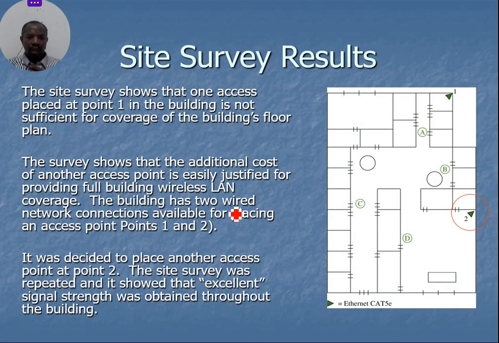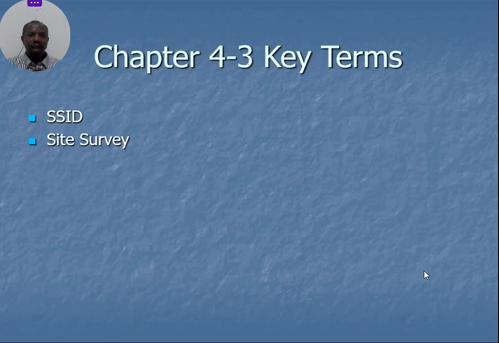Okay, so like I've already explained, we need a second access point to provide the necessary connection at point C and at point D. So with this, I think we're coming to the end of this subsection. These are the big terms that we've used: SSID, the service set identifier, and the site survey in wireless networking. This chapter is about wireless networking, practical wireless networking.